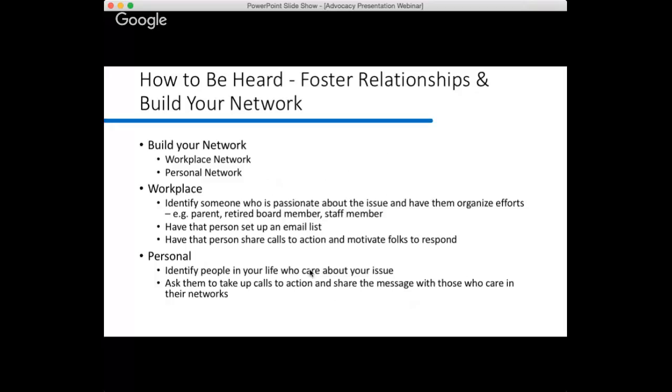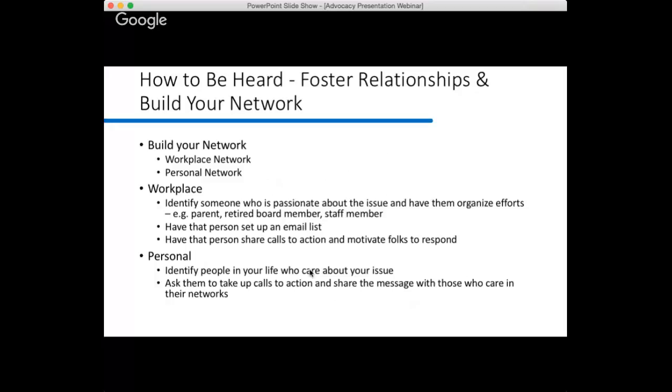So in the workplace, some quick tips on how to build your network. We're not asking you to build a coalition of 100 people. What we're asking is that you start somewhere and that you identify even just one person who is passionate about the issue, so that you can either share the calls to action with them, or the best possible scenario is that you can have them organize efforts.